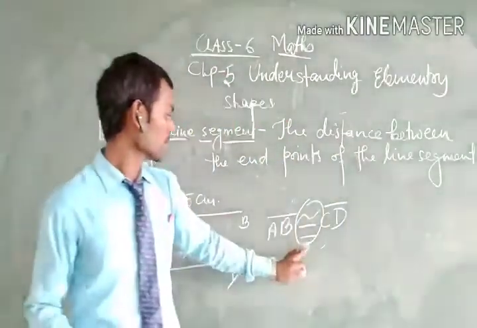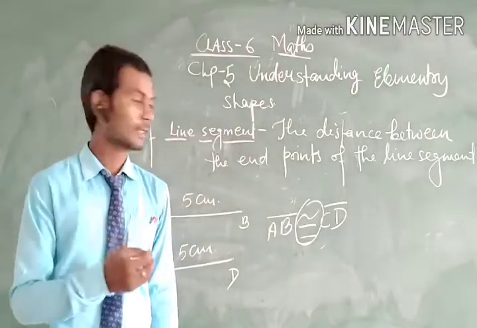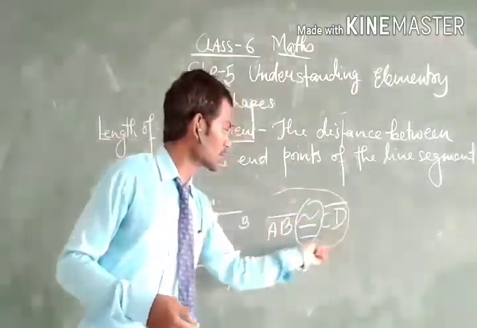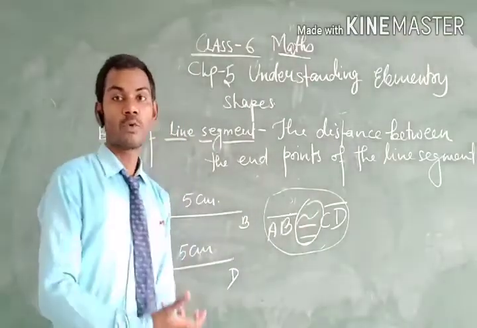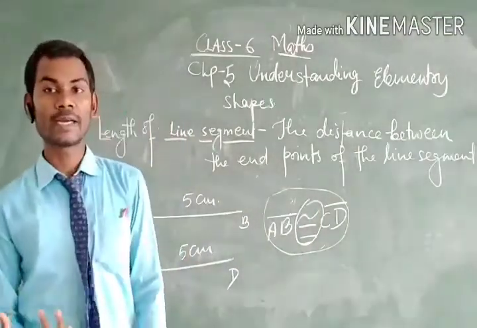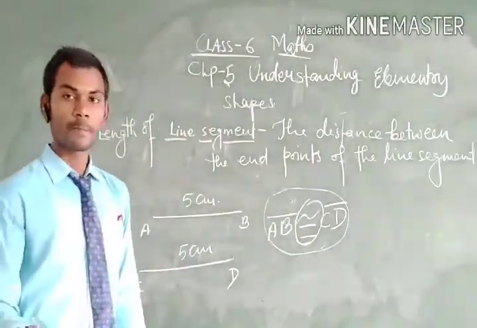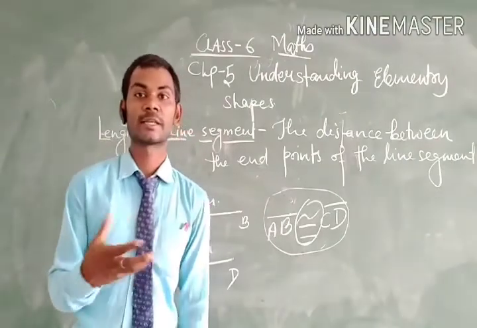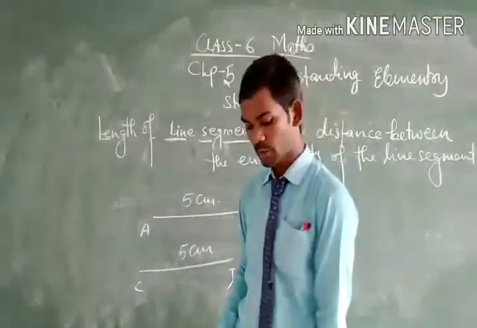The sign in the circle is known as congruency, and the relation between them is the congruency relation, which represents that both lines are identical. That is why the line segment CD completely occupies the line segment AB. Okay, so I hope it is clear to everyone.